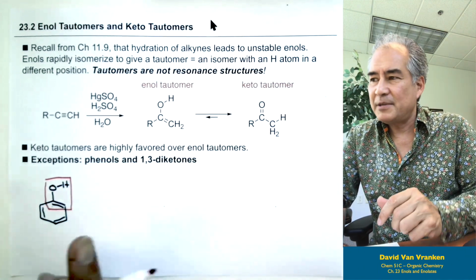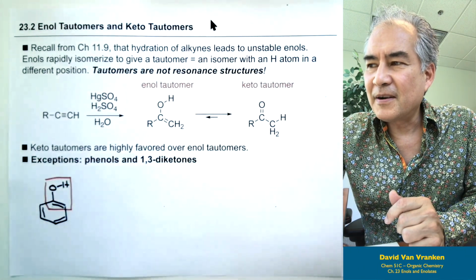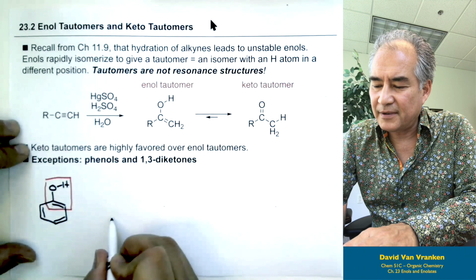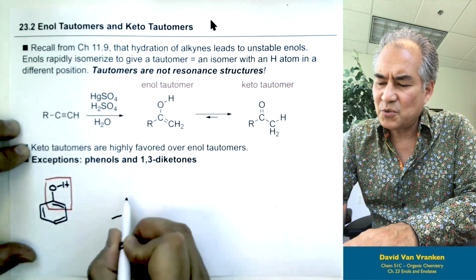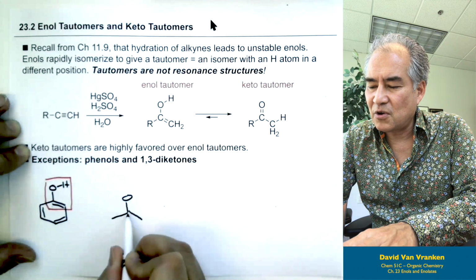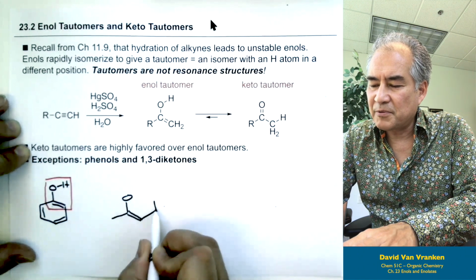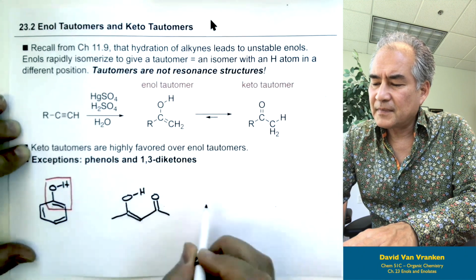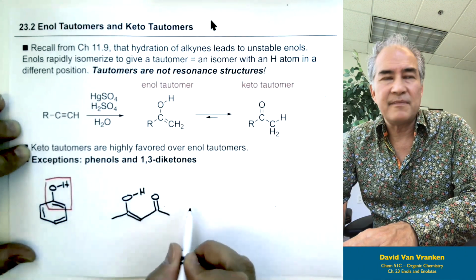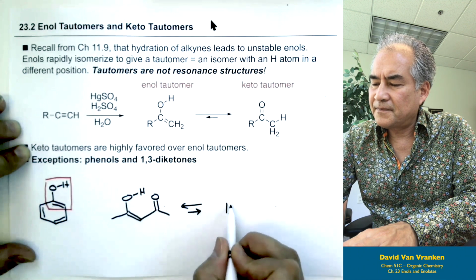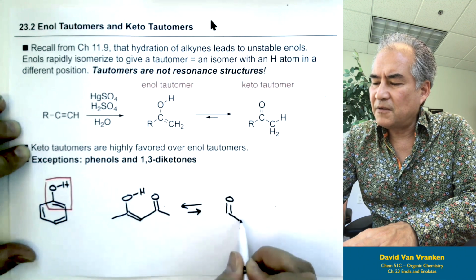Let me show you another case where the keto form doesn't heavily dominate. This is kind of a special situation, and that's in the case of 1,3-dicarbonyl compounds. Let me draw first the tautomer of a 1,3-dicarbonyl that's favored, and then we'll talk about the equilibrium form, which would be the keto form.